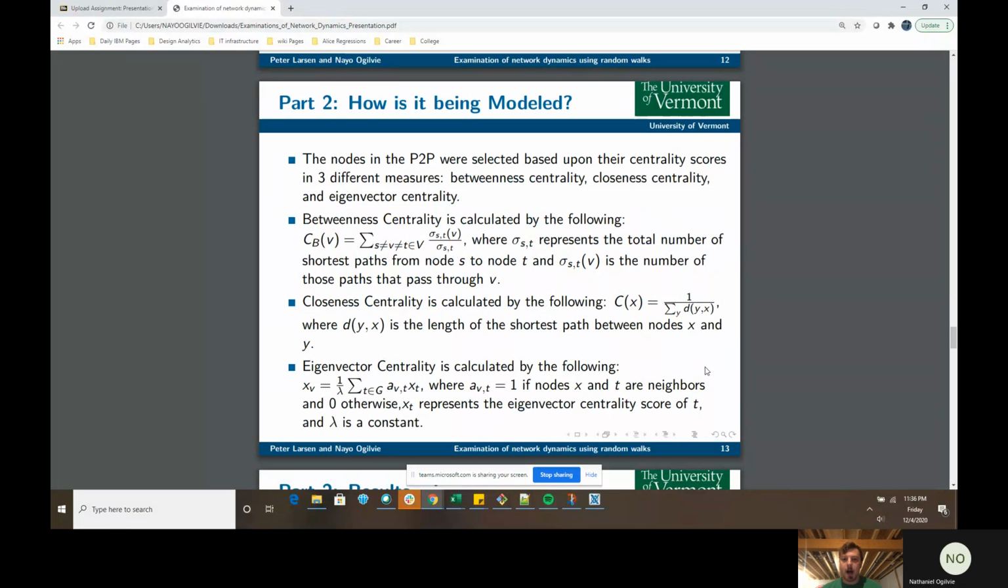Betweenness centrality is essentially a measure of how central a node is on the path between any two nodes. Closeness centrality is the measure of the average distance from a node to every other node in the network, where distance is defined as path length. And eigenvector centrality is a score based on your neighbors being central themselves. So the more central your friends are, the more central you are.